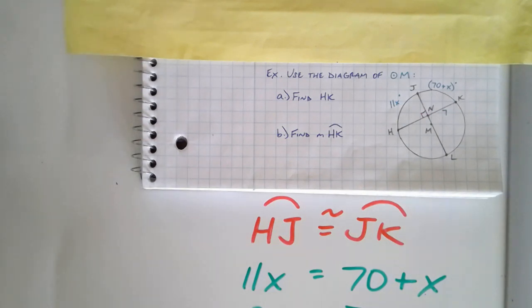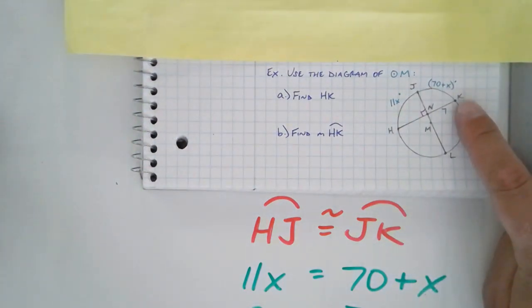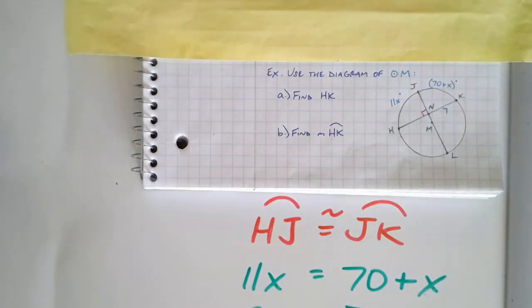Now, it could also have asked me, hey, what's major arc HLK? Well, having found HJK was 154 degrees, I could subtract that from 360 to find the remainder over here. So there are different ways that you might be tasked with finding something, but they're all tied together there. So that will conclude our section 3 notes on using chords. I'll go ahead and stop the recording there.